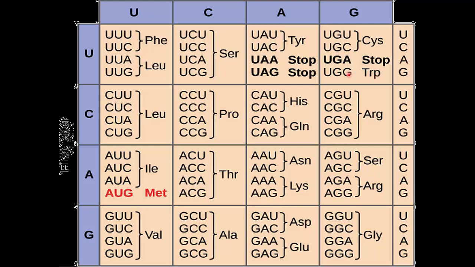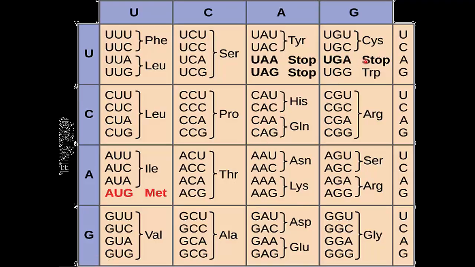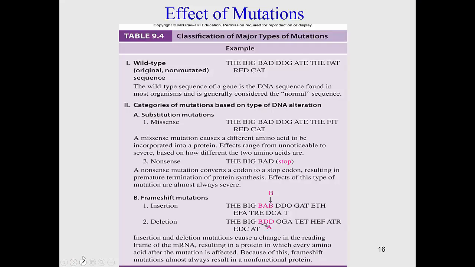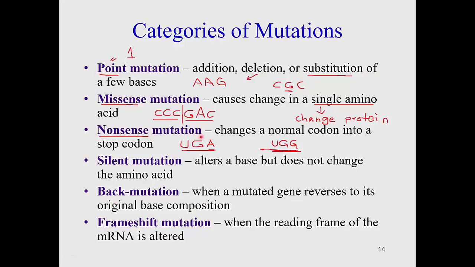If that G mutates and it becomes an A, so the G has now mutated to an A, UGA will now code for a stop sign. So now what is going to happen to that protein, to that amino acid? There is no amino acid, so it will become a nonsense code. A nonsense mutation changes the normal codon into a stop codon.